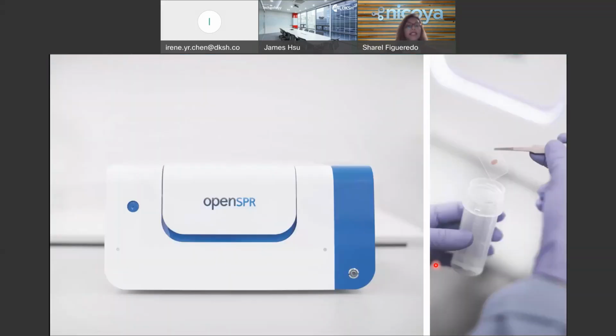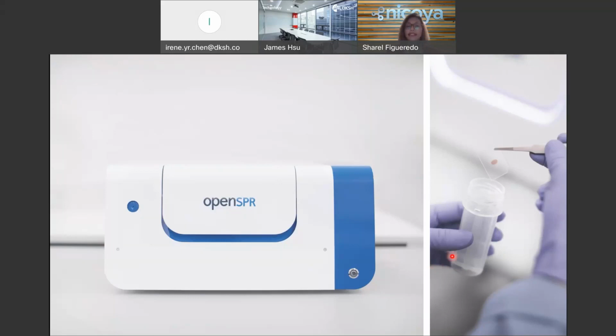Now, all this work has been done on our Open SPR platform. This is the instrument as you see it. It's a benchtop instrument. It's manual in the sense that the researchers are injecting reagents to build the sensor surface and then test binding between a ligand and an analyte. There are two channels, one as a reference and one as the active channel.